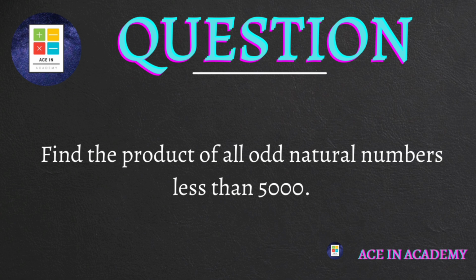Option A: 5000 factorial whole divided by 2500 into 2501. Option B: 5000 factorial whole divided by 2 raised to power 2500 into 25 factorial. Option C: 5000 factorial whole divided by 2 raised to power 5000. And option D: none of these.